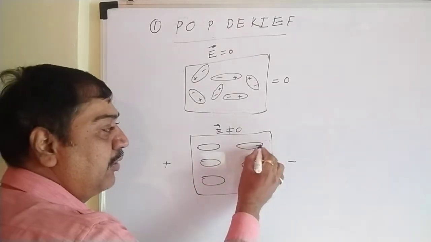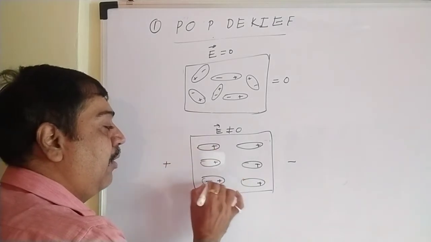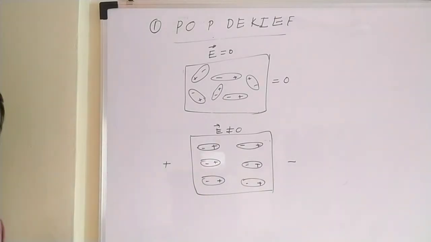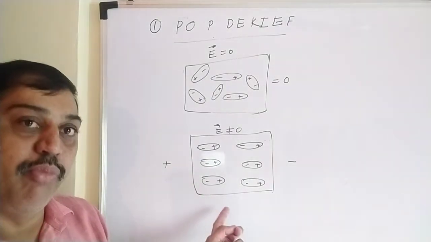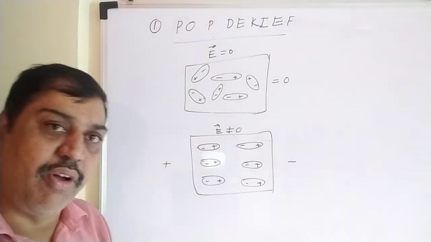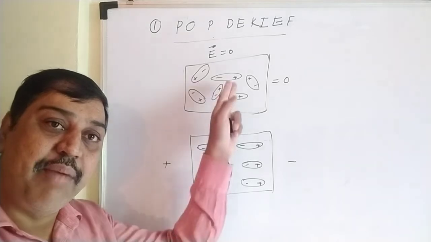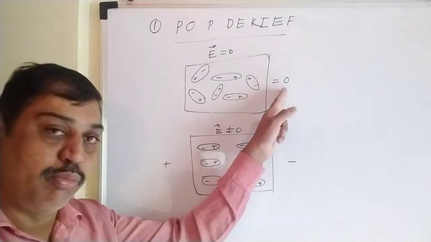So the negative comes to the positive side and the positive to the negative side. This is the alignment, all of them align in a certain direction, so they now have a resultant dipole moment. This is the situation for a polar material, which already has polarity. In the absence of a field, they move randomly, so the resultant polarity and the resultant dipole moment are zero.